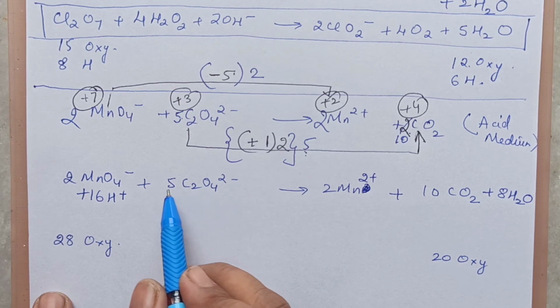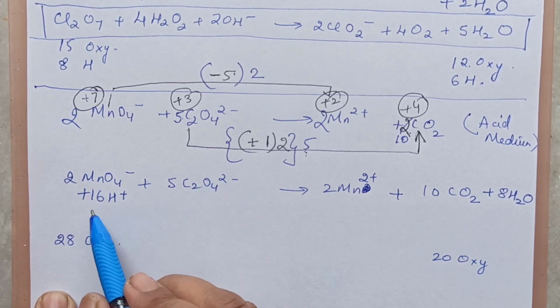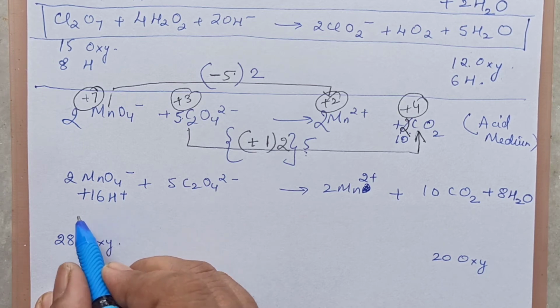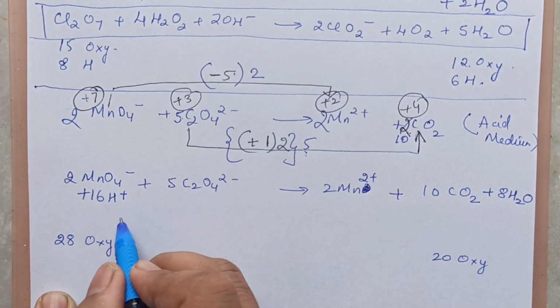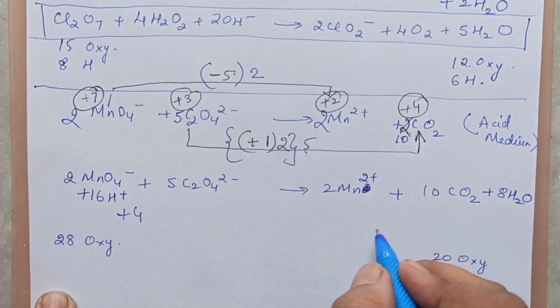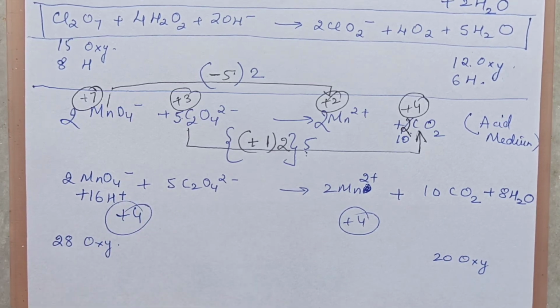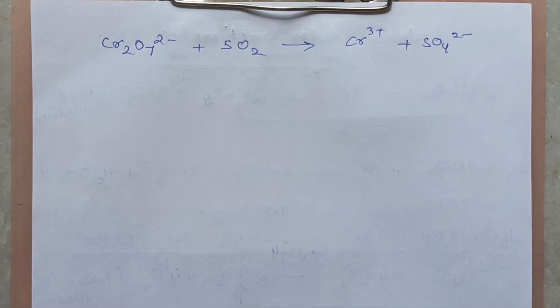On the left hand side you have this as minus 10, minus 2, that is total minus 12, plus 16. So the overall charge on the left hand side is plus 4, and on the right hand side 2 into 2, these are neutral, so you have plus 4. So the charge on the left and right is equal, which means our equation is correct. You can check each element: 2 Mn, 10 carbons, 16 hydrogens, oxygen, everything is balanced. Is it clear?